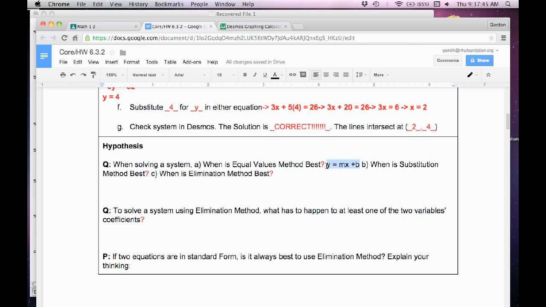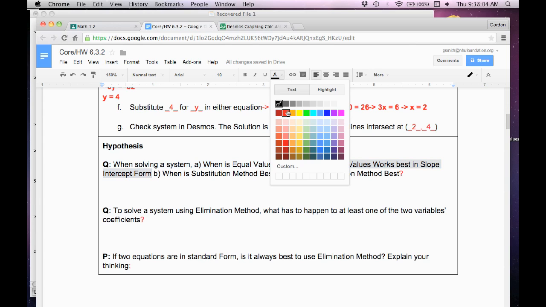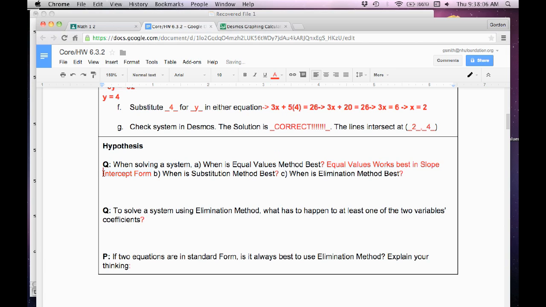So we call that slope-intercept form. Let's make sure that we're putting our answer in the red, of course, and that slope-intercept form is what we're calling it. And that, of course, is because when the y's are alone, you can set the other expression, the mx plus b part of each equation, equal to each other, and that's why that's the equal values method.